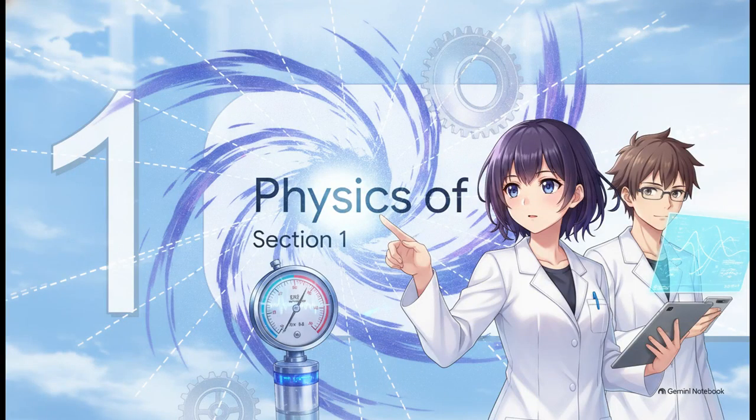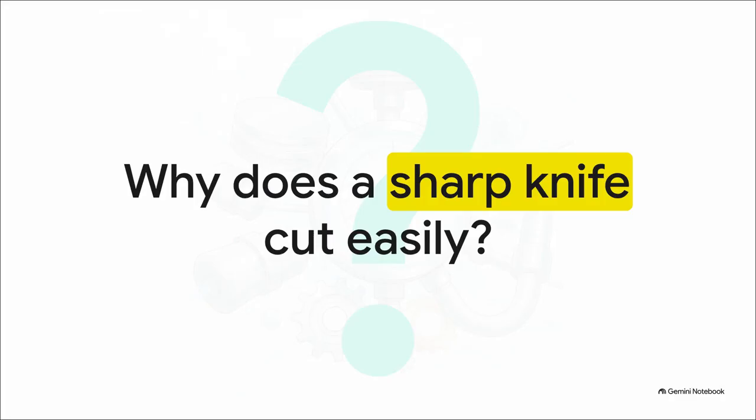So Section 1, the physics of pressure. Before we measure anything, we've got to understand what this invisible force actually is. To ground all this math in reality, let's think about something you've probably done 100 times. Why does a sharp knife slice right through a piece of fruit effortlessly, but if we flip that exact same knife over and try to cut with the flat spine of the blade, it doesn't do anything but just kind of bruise the fruit? We're applying the exact same amount of effort, right?